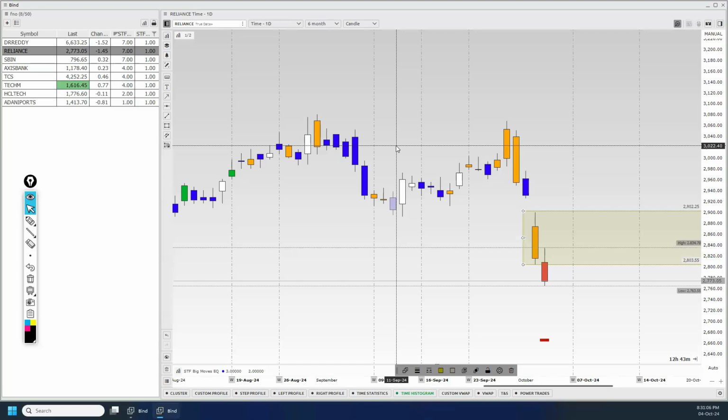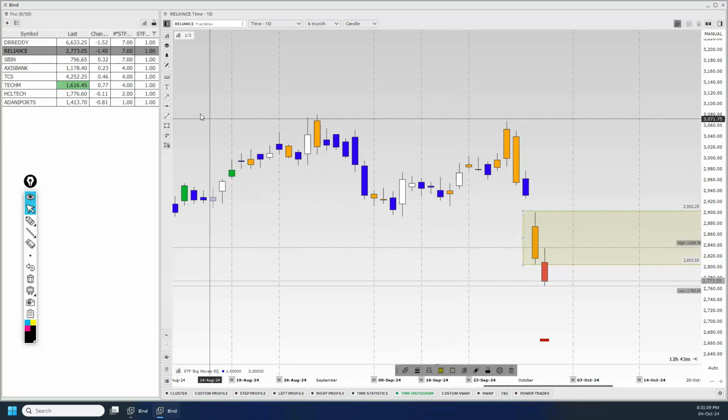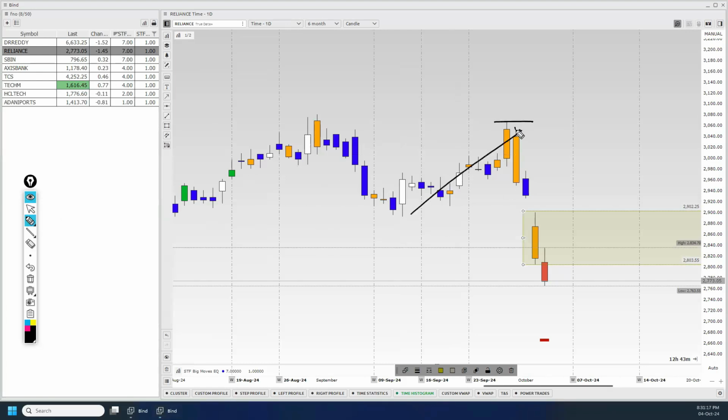I should be looking for a long opportunity, boss. You have to understand the basic concept here. This is a swing high, and this is going down. If it is breaking down, this will be a continuation trade. Right? This would be a continuation trade.